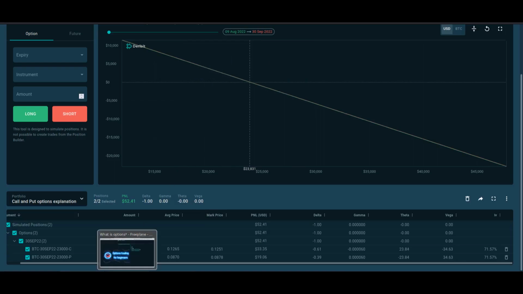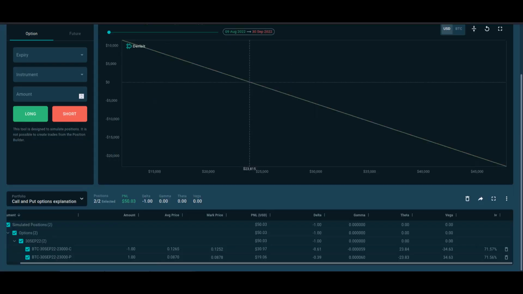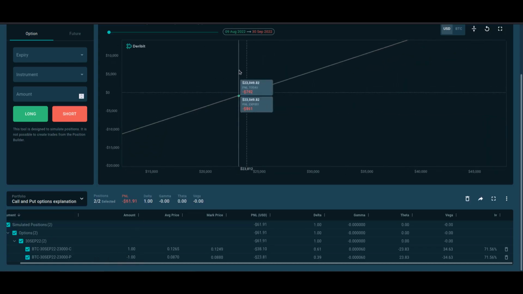So let's take this as the futures explanation, and we have just covered the buy operation; sell let it be in the latest explanation. Let's take a look at hedging the position, initial sense of options. Let's suggest that we buy futures as the underlying asset. Oh, sorry, -1.